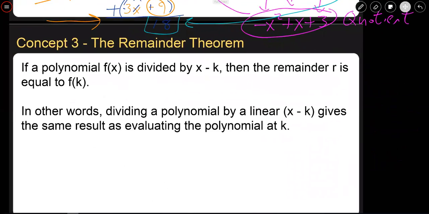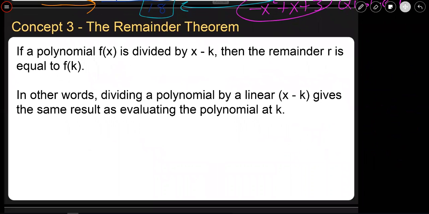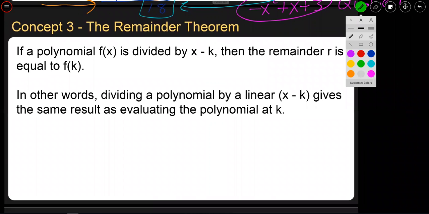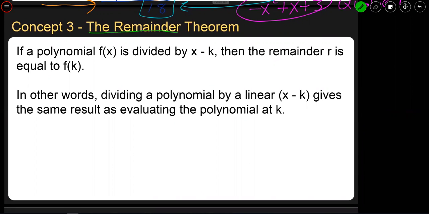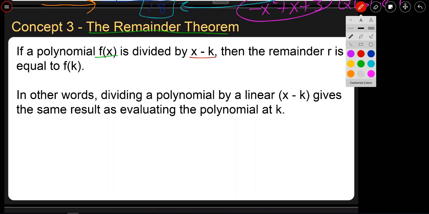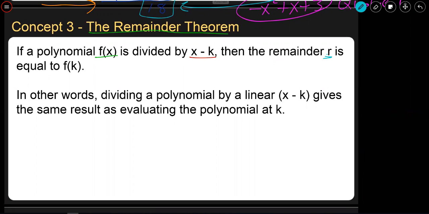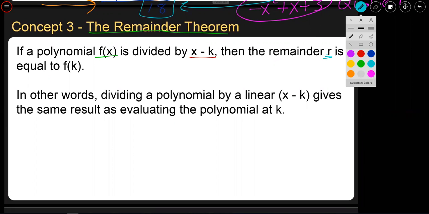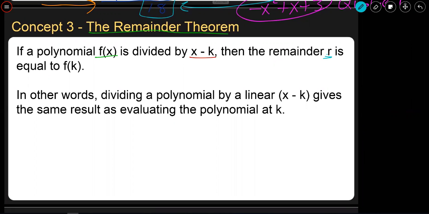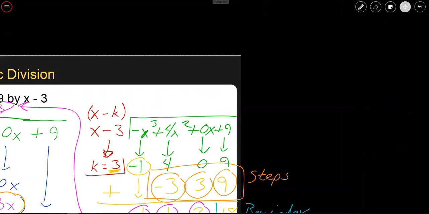So from that, we get one more concept. We get this concept called the remainder theorem. The remainder theorem says, if a polynomial f of x is divided by x minus k, then the remainder r is equal to the function f of k. So this is where I want to go back to that conceptual stuff that we started.